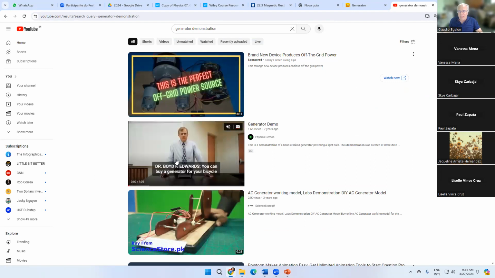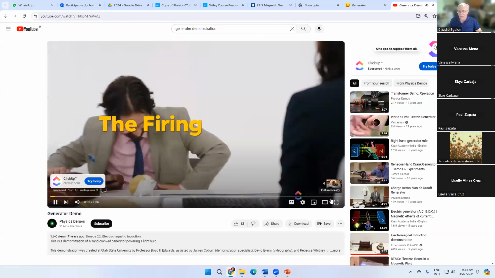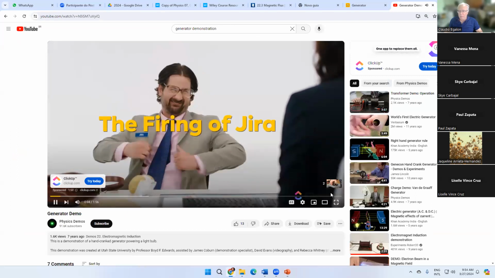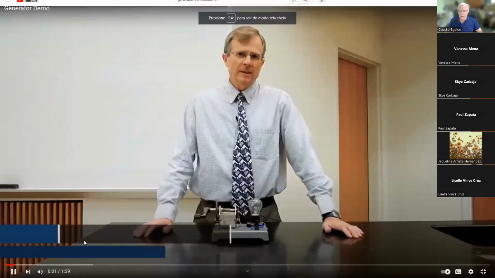We have this one there at the college. Exactly this demo here. Here's the generator. Here's the light source. Here's the crank that I told you. And what this crank does, it rotates a circuit in a magnetic field, in a magnet that is right here inside this box.